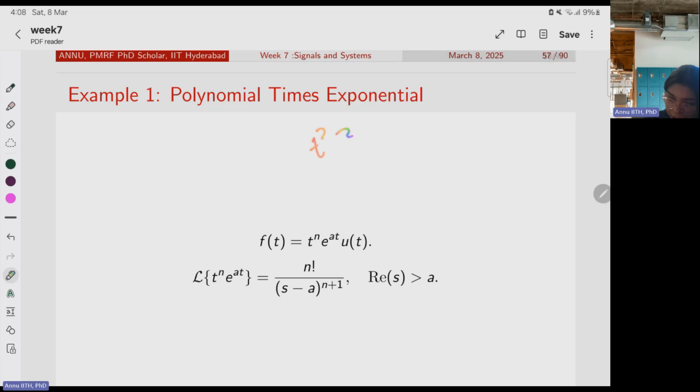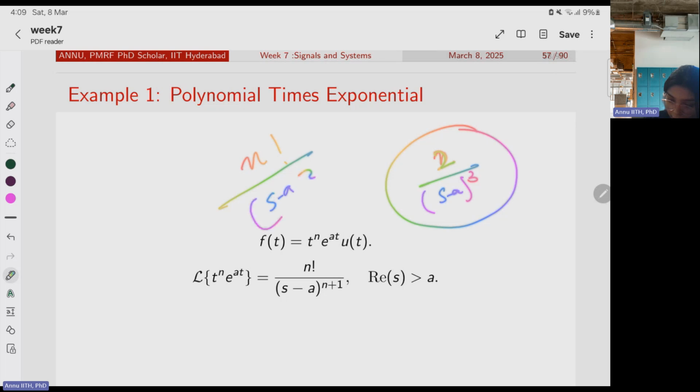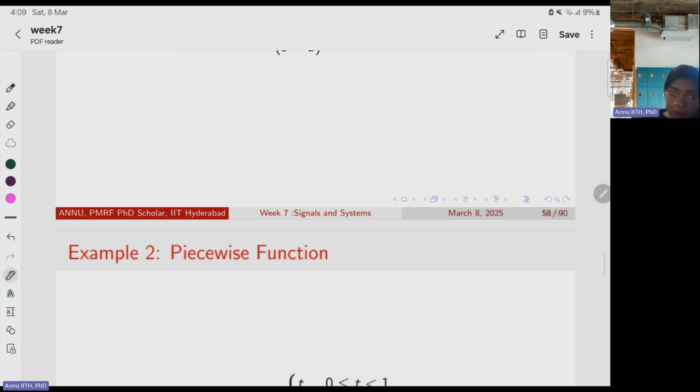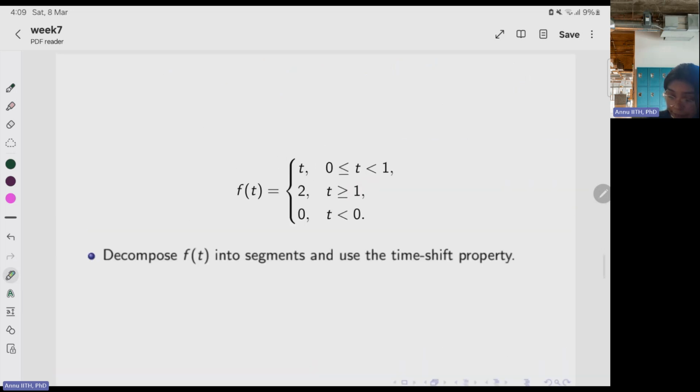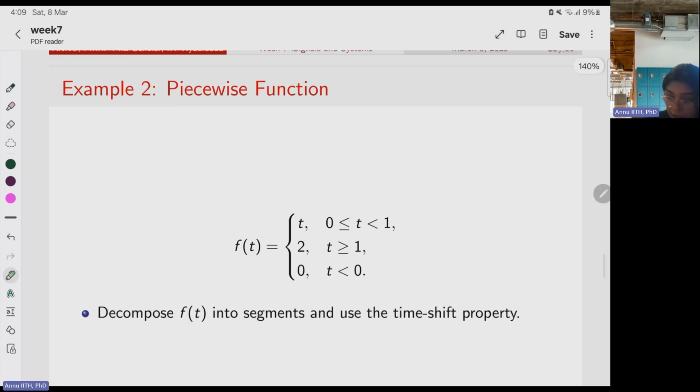Tell me, what will the Laplace transform of this one be? We'll have, n factorial was 2, so 2 divided by (s minus a) cubed. So n factorial divided by (s minus a) to the power n plus 1. I'm using a highlighter because that will not corrupt my notebook at the same time. And also, the real of s should be greater than a. Now a piecewise function.